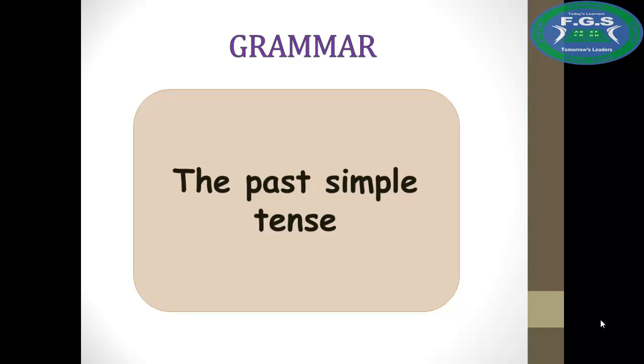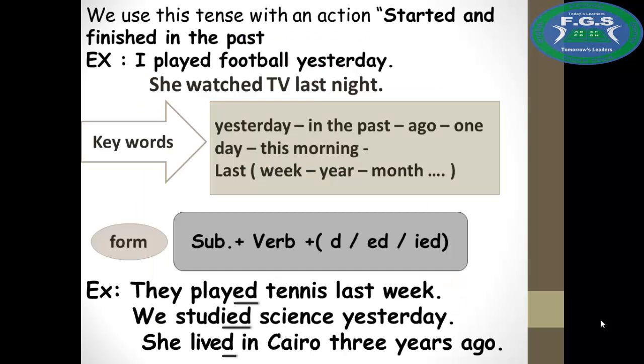The past simple tense. What is the meaning of the past simple tense, or how can I use it? We use this tense with an action started and finished in the past. For example, I played football yesterday, or she watched TV last night. In these sentences, the action started and finished in the past.